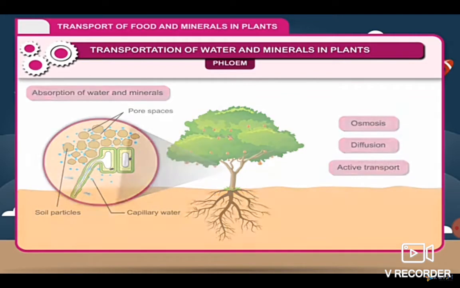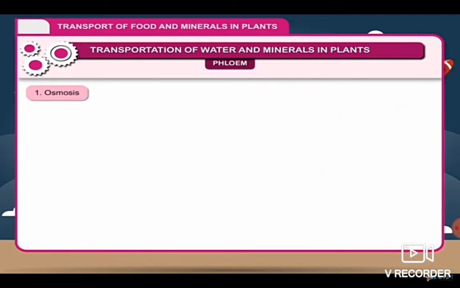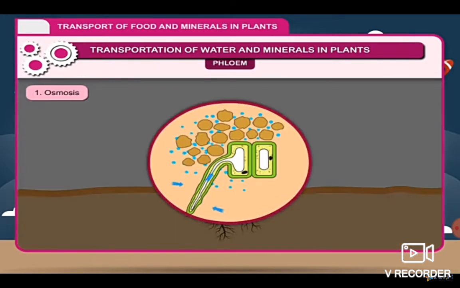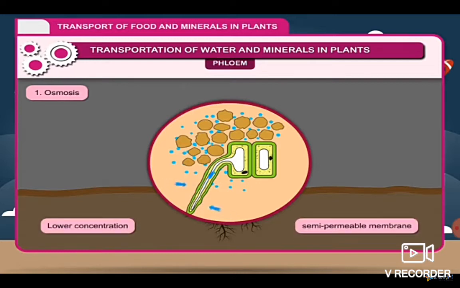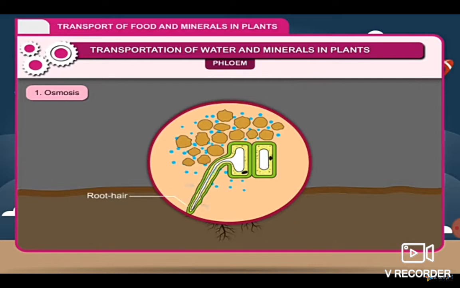1. Osmosis. It involves the movement of solvent molecules, water, from a region of their higher concentration to a region of their lower concentration through a semi-permeable membrane. In the root hair cell, the cell sap is more concentrated than the surrounding capillary water. Thus, water moves into the root hair cell by the process of osmosis.